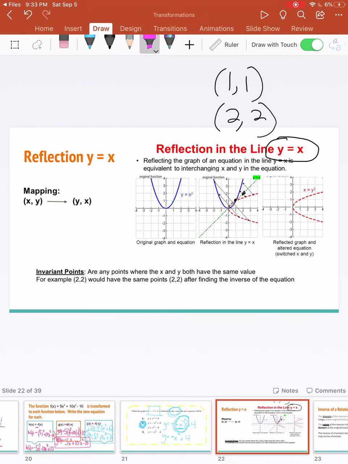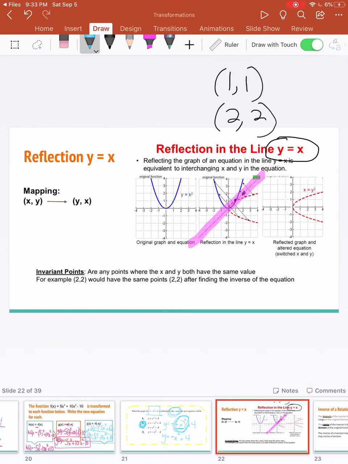Okay. The nice thing about this, it is trickier, but you will never get a question where you're asked to find the inverse or reflection on line y equals x, and then also perform another transformation.